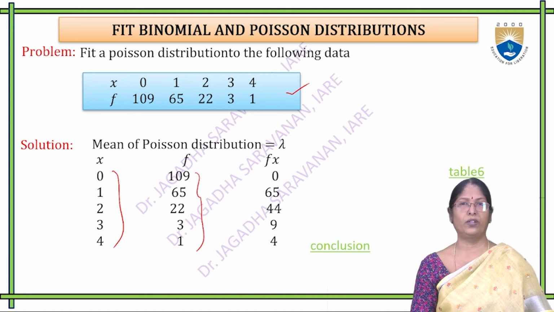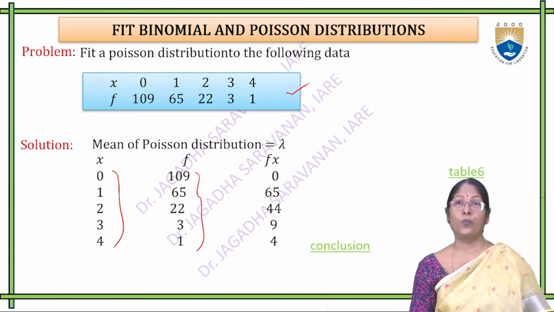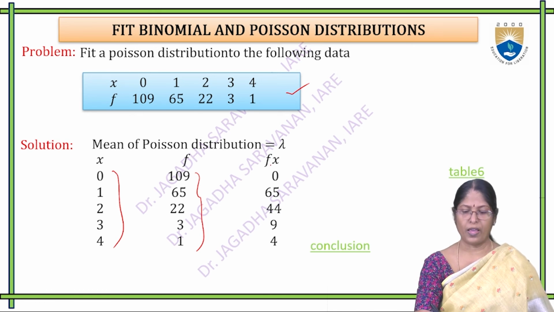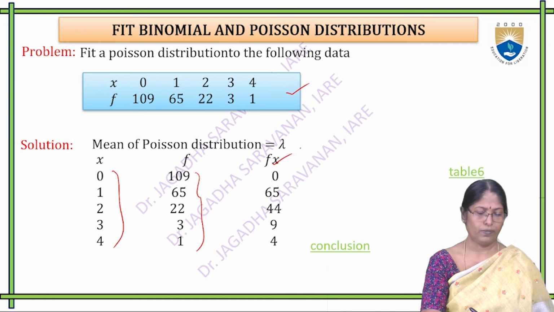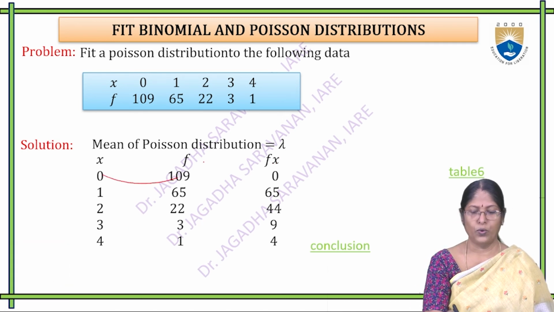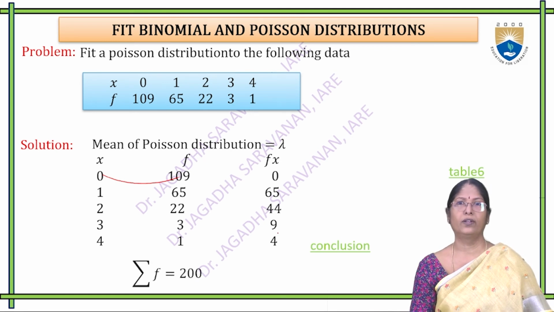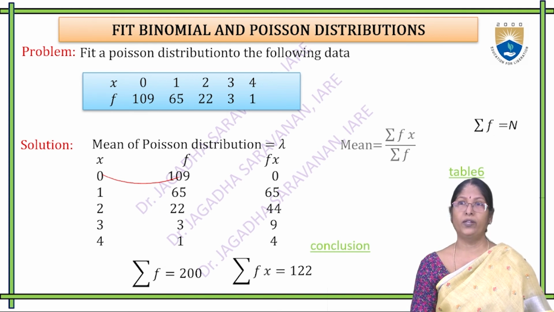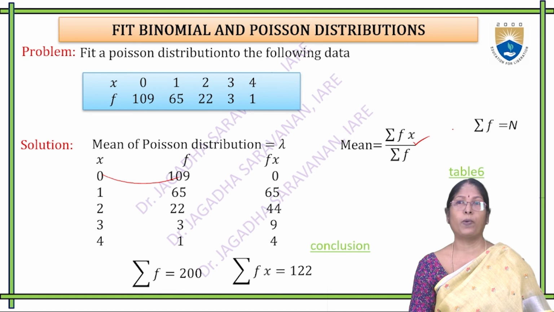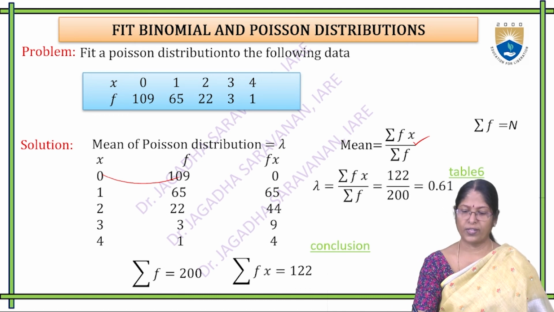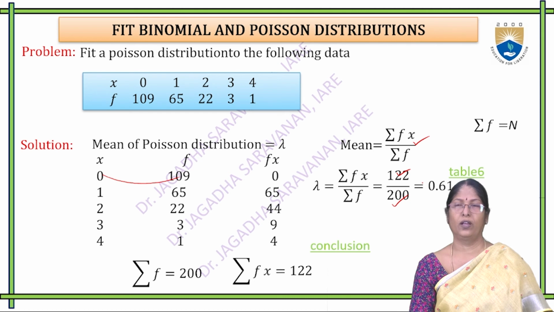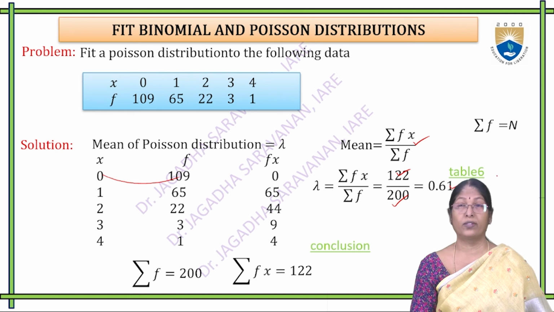We listed the given data vertically, and fx: 0 into 109 is 0. The complete multiplication is done. Summation f is 200. Summation fx is 122. The mean formula is summation fx by summation f. We substituted in the particular places: 122 divided by 200, we obtained 0.61.